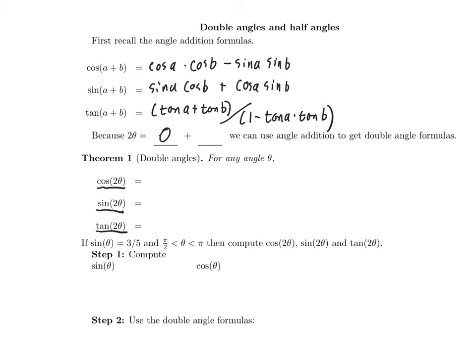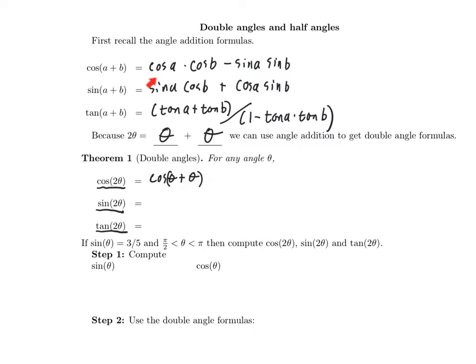So 2 theta is the same thing as theta plus theta. So I can use angle addition to get double angle formulas. So let's do exactly that for each of these. Cosine of 2 theta, that's the same thing as cosine of theta plus theta. So I can take the angle addition formula, take A equal to theta and B equal to theta and get cosine of theta plus theta, that's the cosine of 2 theta.